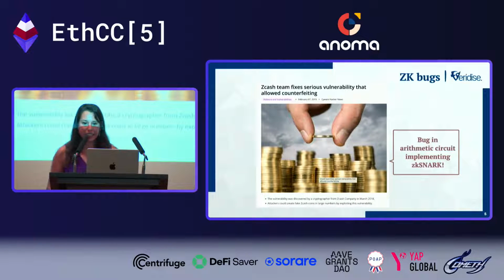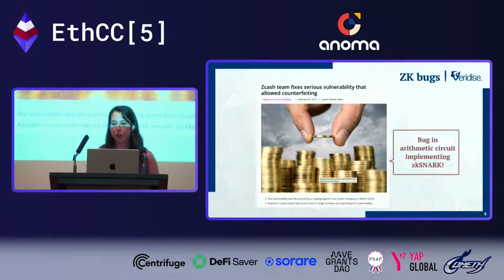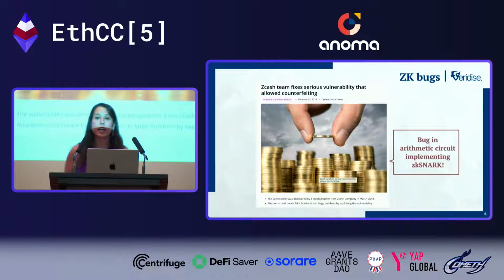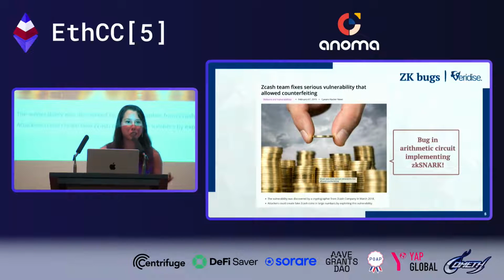And last but not least, you can also have serious security vulnerabilities in zero-knowledge proofs. To illustrate that, there was actually a bug in an arithmetic circuit implementing a ZK-SNARK in the Zcash protocol. And if that vulnerability had been exploited, this would have allowed attackers to create a very large number of fake Zcash coins, which is obviously problematic.